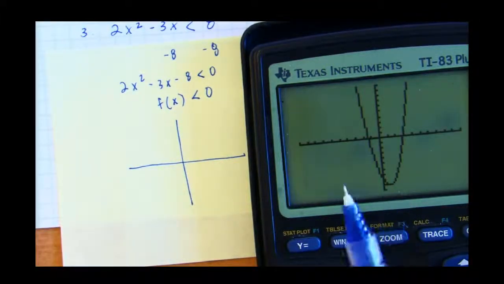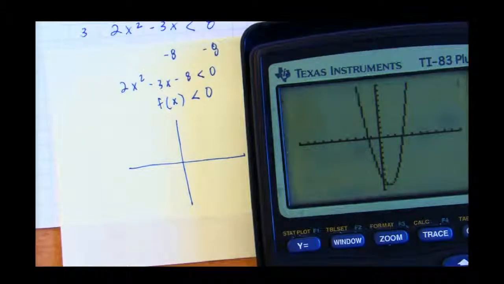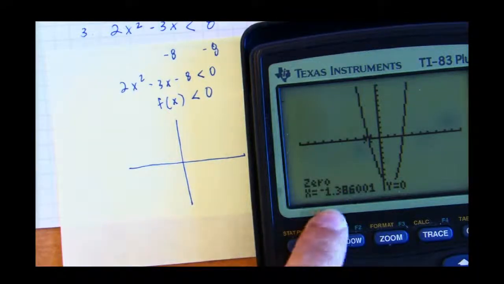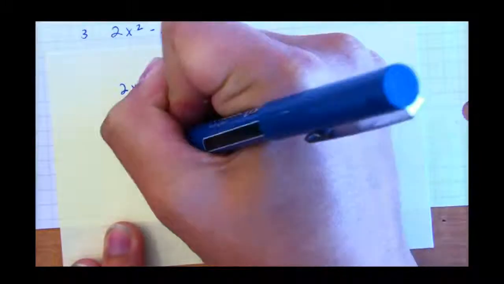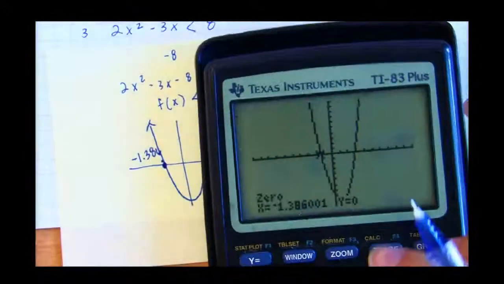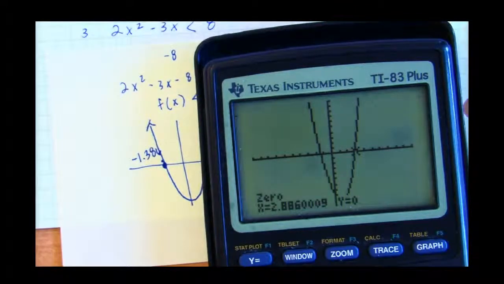Now I'm going to find the zeros, so second calc, 0, go over to the left, then to the right. And I'll get one 0 is at negative 1.386. So here's my parabola, negative 1.386. Now I'm going to find the other 0, so the second calc, 0. Go over to my left bound, select a right bound, hit enter again, and I'll get that 0 is 2.886.